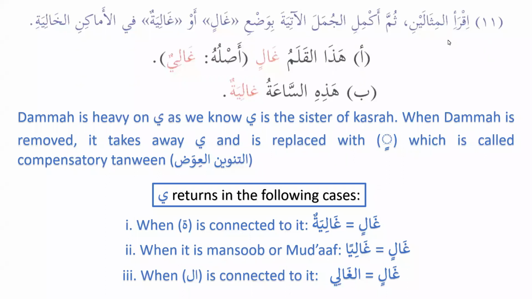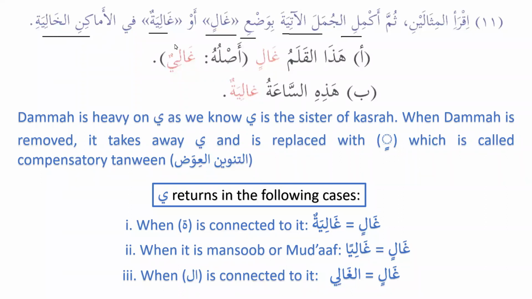Question number 11. اقرأ المثالين ثم أكمل الجمل الآتية بوضع غال أو غالية في الأماكن الخالية. Now we have to read the two examples. اقرأ المثالين ثم أكمل, then complete. أكمل الجمل الآتية, the following sentences. بوضع, by putting. وضع يضع, وضع, that means to put. غال أو غالية في الأماكن الخالية, the noun غال or غالية in the blanks.